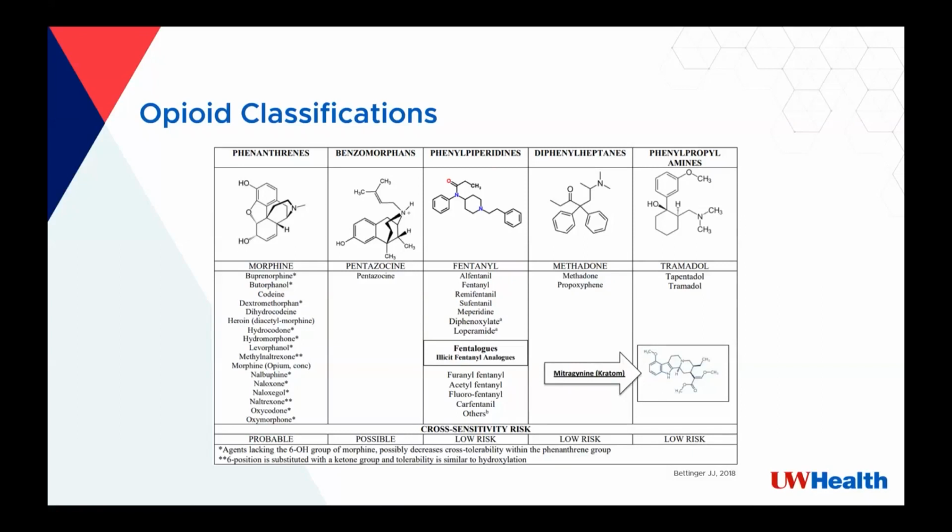The first column on the left-hand side is our phenanthrines, and those are our typical opioids that have many available oral and injectable forms. This group is most likely to have cross-reactivities. Within the phenanthrine class, there is a possibility of decreased cross-reactivity with certain agents that lack the 6-hydroxyl group of morphine, and those are highlighted with a single asterisk. While those are all a probable cross-reactivity risk, some of those agents might be at a lower one just because they're missing a structural element. The next column to our right is our benzomorphans, which have a possible cross-reactivity risk, and then the other 3 structural classes have a low cross-reactivity risk.